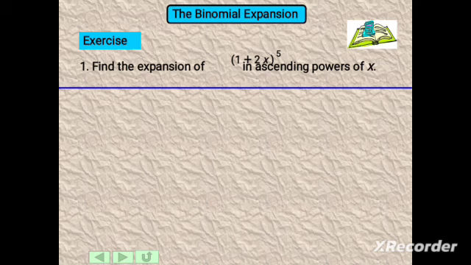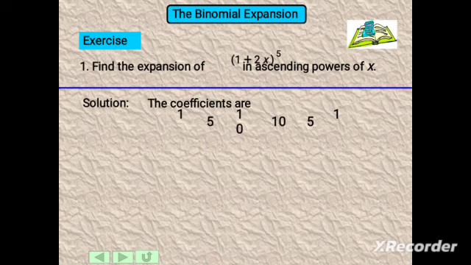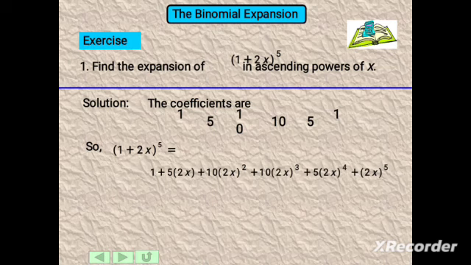So let's try another one: (1 + 2x) raised to power 5, in ascending powers of x. So for the solution, we fix the coefficients 1, 5, 10, 10, 5, and 1. Remember, this comes because the power was raised to 5. And so for (1 + 2x) raised to power 5, the full expansion is supposed to be 1. And remember, we had also fixed the coefficients, so expansion becomes so easy, and then you see.